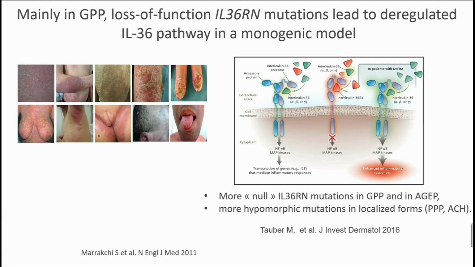The second set of genes are those related to the IL-36 pathway, so I will go quickly through this. Two groups in 2011, including ours, reported the homozygous or composite heterozygous mutation of IL-36RN, a gene encoding the IL-36 receptor antagonist. All these patients fulfill the criteria for generalized pustular psoriasis as a model of acute intermittent inflammation, some of them having some chronic inflammation at a very specific location.